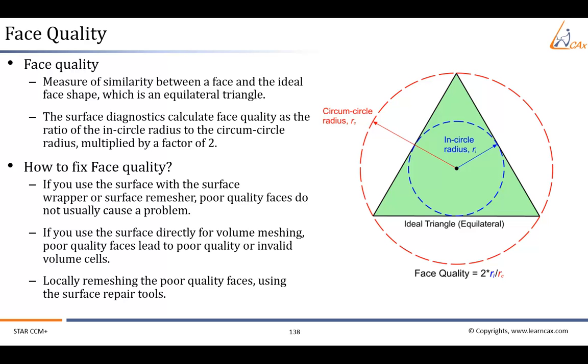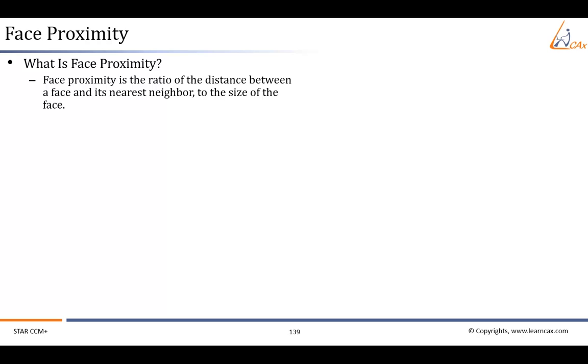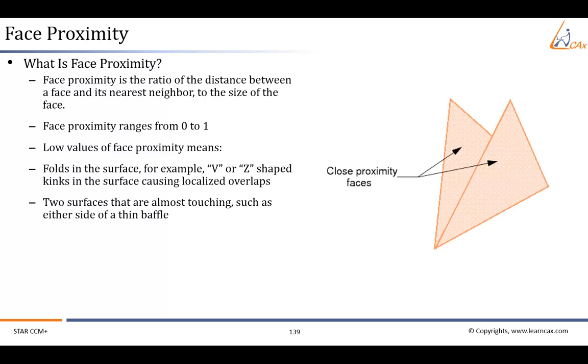Next is face proximity. What is face proximity? Face proximity is the ratio of the distance between a face and its nearest neighbor to the size of the face. Face proximity ranges from 0 to 1. Low values mean there is some proximity problem. What can these be? It can be folds in the surface, for example, V or Z shaped kinks in the surface causing localized overlaps. Surfaces can also be in close proximity, for example, two surfaces that are almost touching, such as either side of a thin baffle.